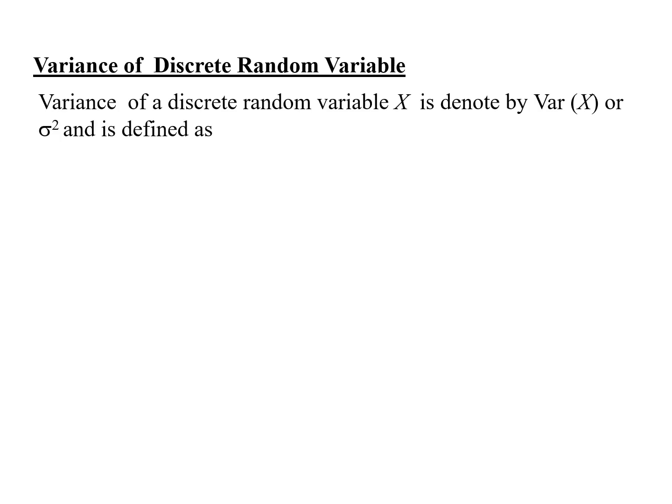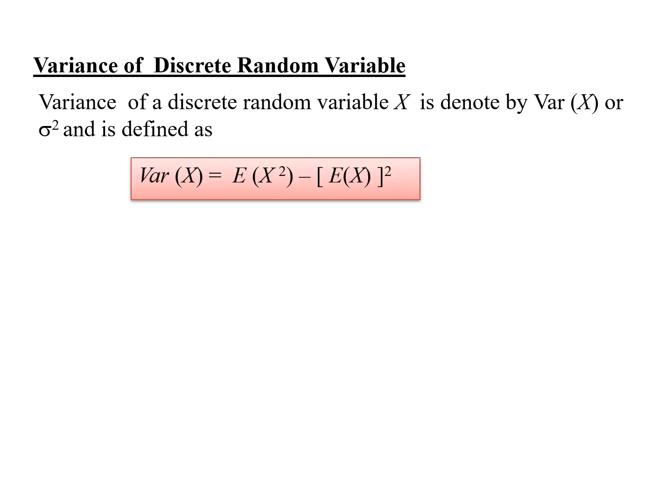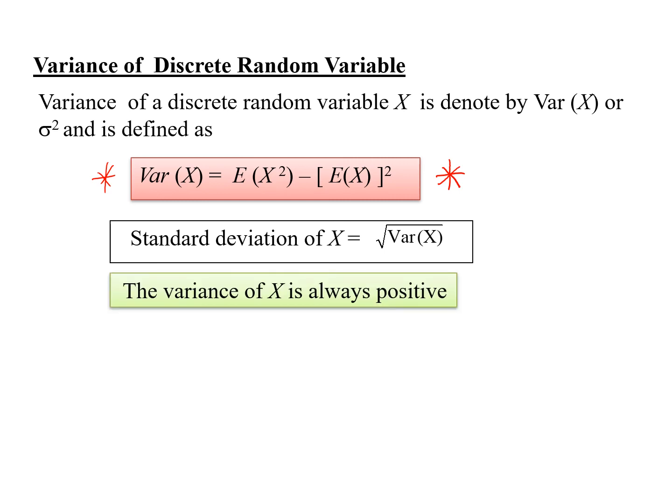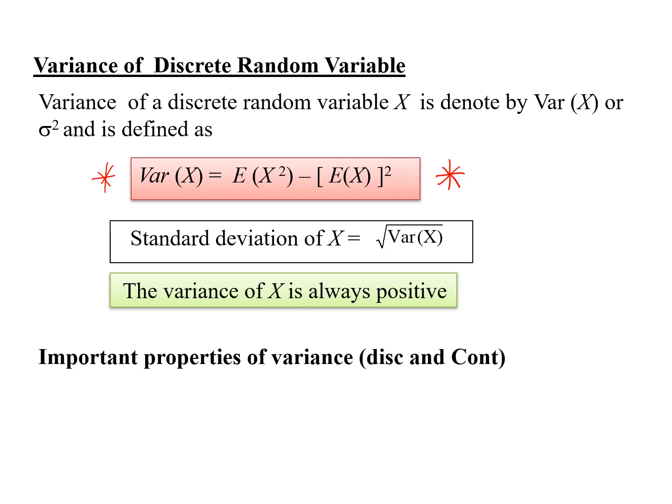Variance of a discrete random variable. The variance of a discrete random variable X is denoted by Var(X), or sigma squared, and is defined as Var(X) equal to E(X squared) minus (E(X)) all squared. This is the formula that we need to memorize. Next, the standard deviation of X is equal to the square root of the variance of X. The variance of X is always positive.